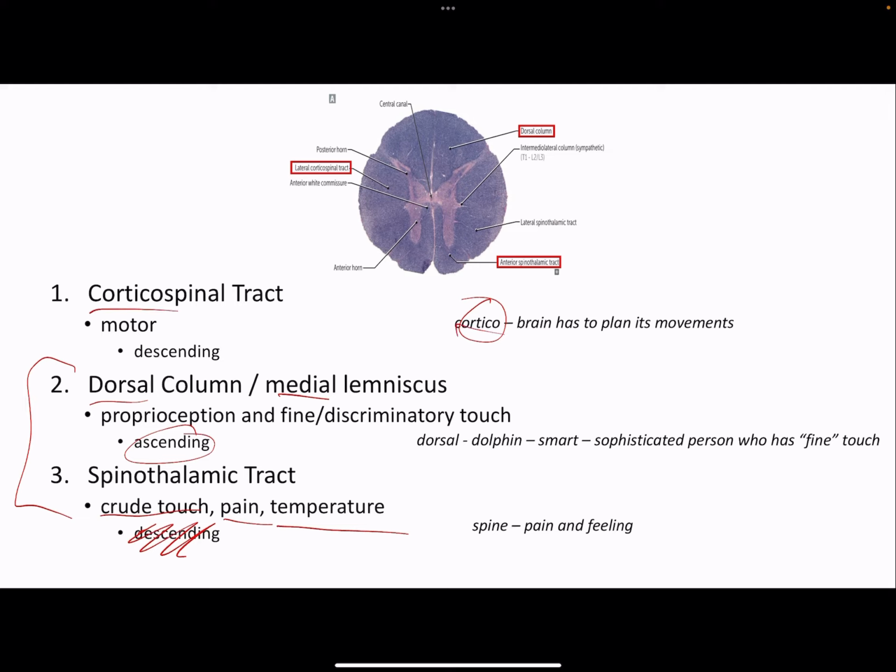Dorsal column, I think of dorsal fin as a dolphin. What are dolphins? They're really smart, really evolved, really enhanced. So they have this sophisticated proprioception and fine discriminatory touch. Again, it's a little silly, it's how I remember it.